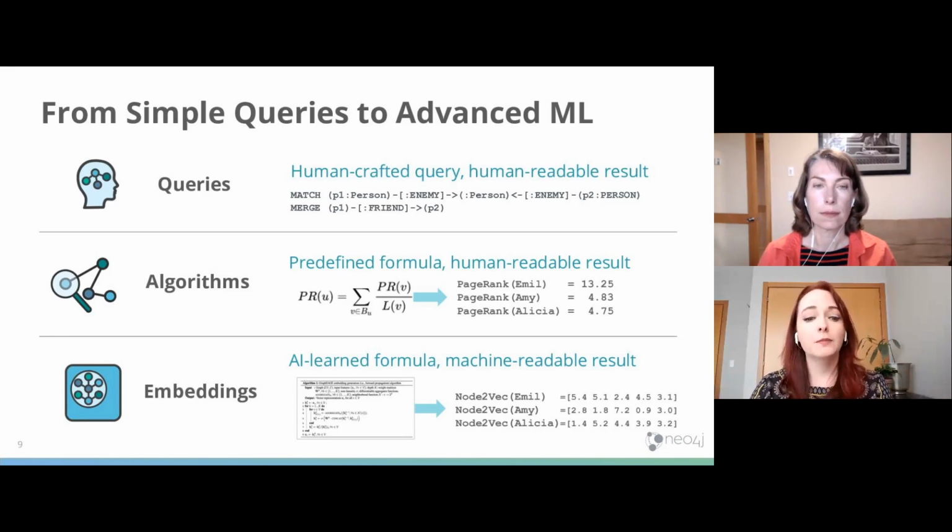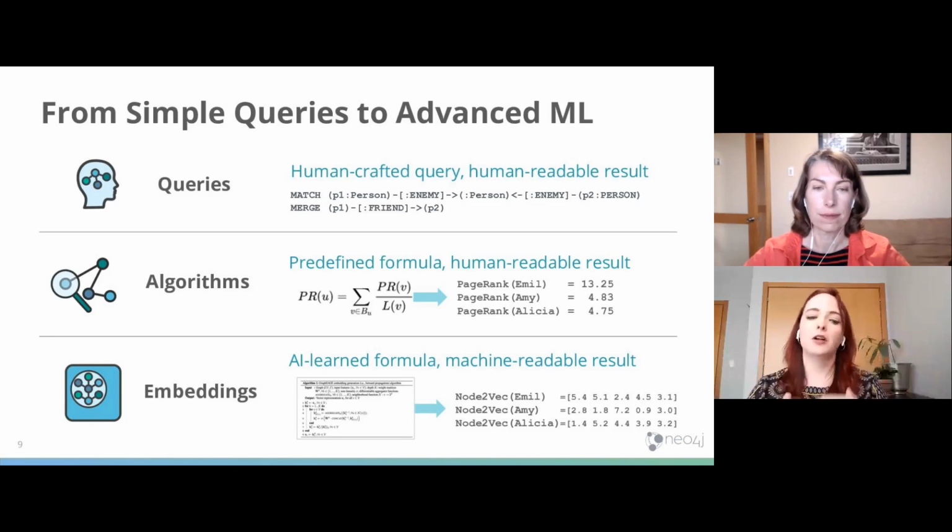Building on top of that, we talk about graph algorithms. These are predefined formulas like PageRank, where you have a way of taking your graph and running some kind of calculation on it. So here we've got the formula for PageRank. For every node, you add up the centrality scores of its adjacent nodes, you iterate over the graph, and you get a human readable result. So Emil, our CEO's PageRank in my imaginary example is 13. My PageRank is 4. And so I know that a higher PageRank means someone is more important. So Emil is more important than I am. There's a predefined formula, but the result is directly interpretable.